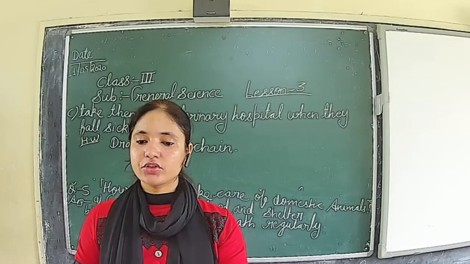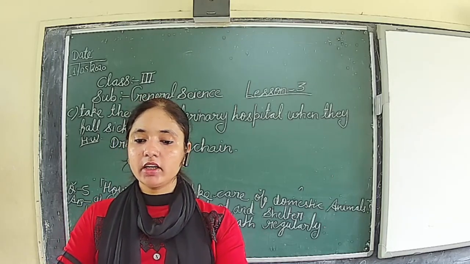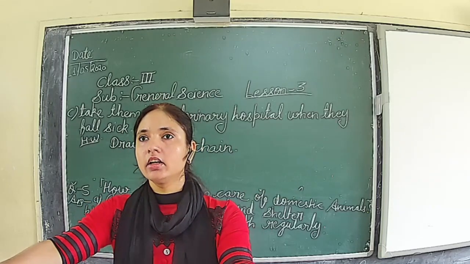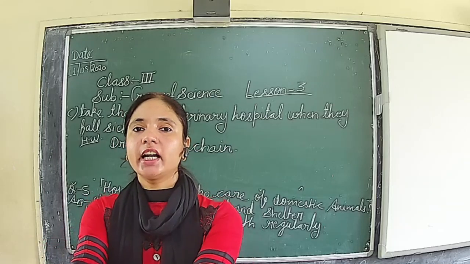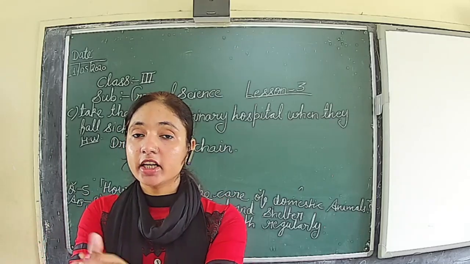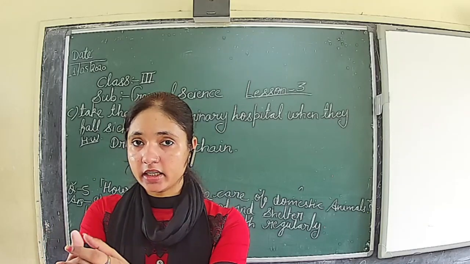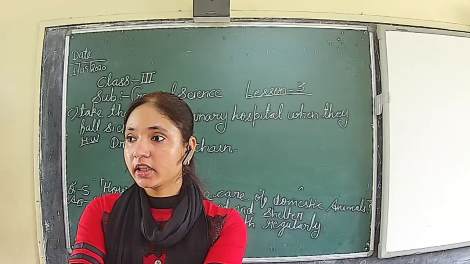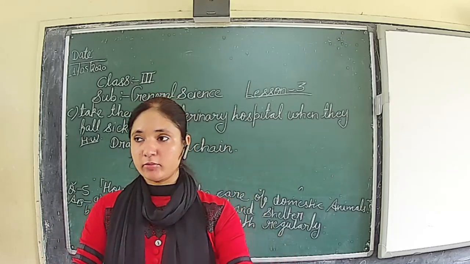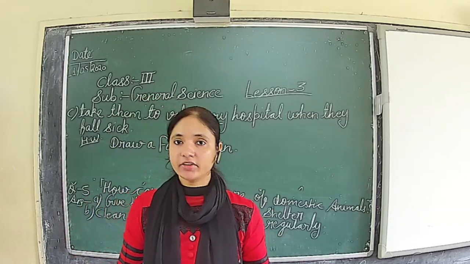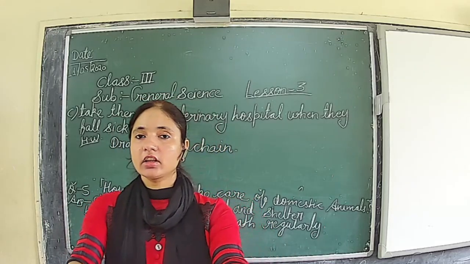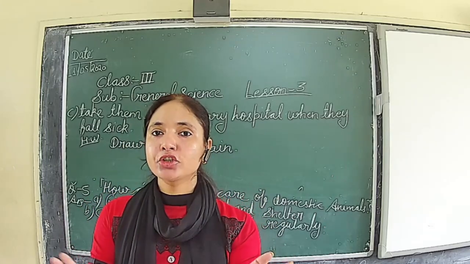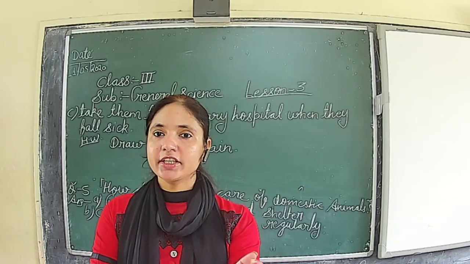Then the question we have seen: show how living things depend on each other for food. Sometimes you think, what is the need of the snake, what is the need of the frog, why are they there? If one creature is not eaten by another, the number of that creature will increase more and more, and it will be very difficult. So to maintain a balance, one should be eaten by another.